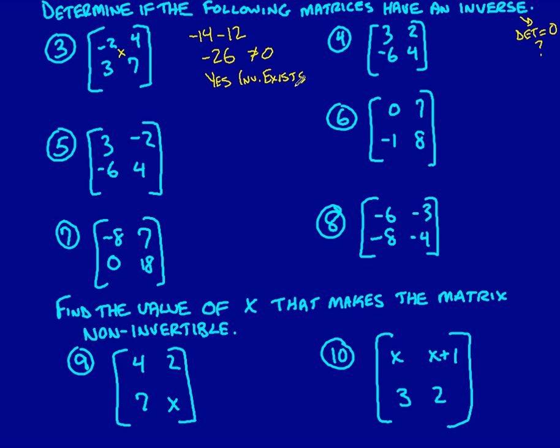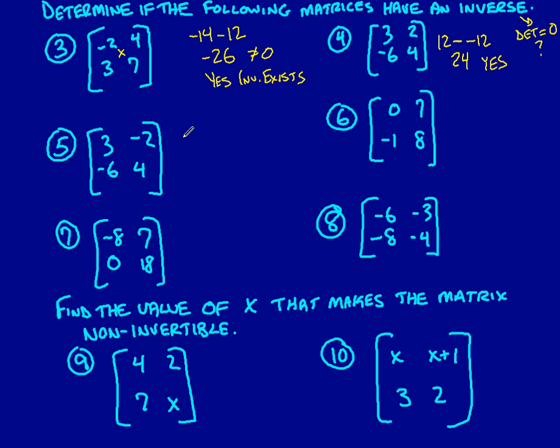Okay, in number 4, 3 times 4 is 12. Negative 6 times 2 is negative 12. I have to subtract these two numbers. Be careful. Minus negative means plus a positive, so my determinant is 24. So again, yes, I have an inverse for this one.